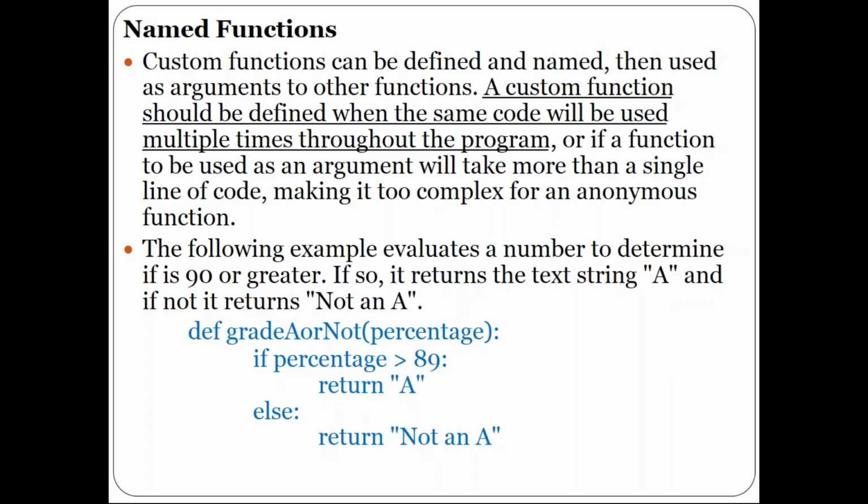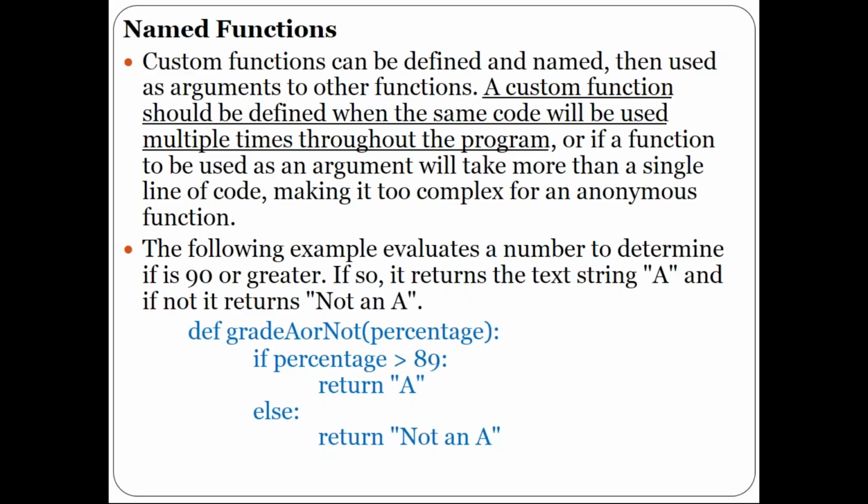Now let's have an example. This example evaluates a number to determine if it is 20 or greater. If so, it returns the string A. If not, it returns not A. Okay, once again, you are defining a function, and you are giving a diff as a variable to that function, and you are passing a condition for that function and you are expecting a result. If not that result, give me some other result. So this is one function, and the percentage is the argument you used in this function. Let me show you how this can be used in another function.